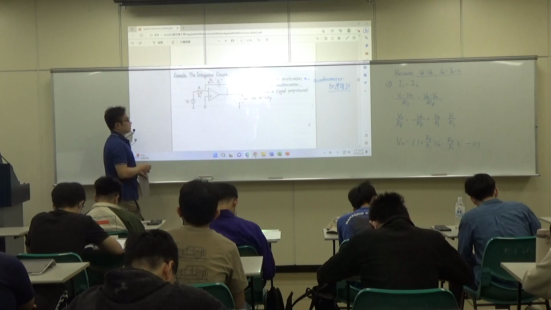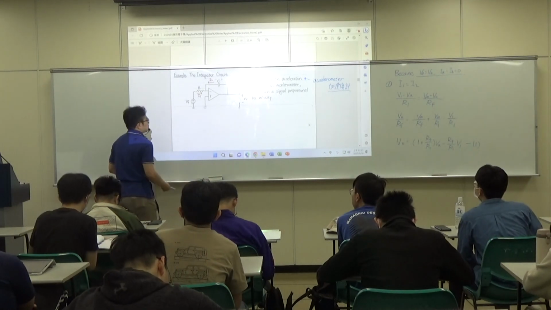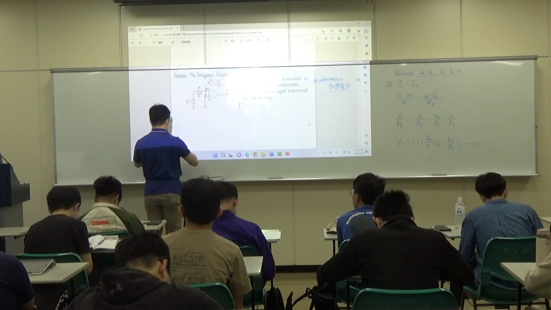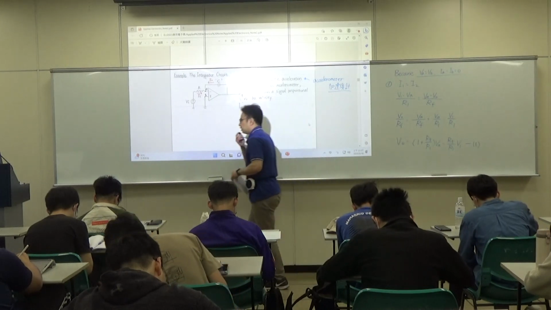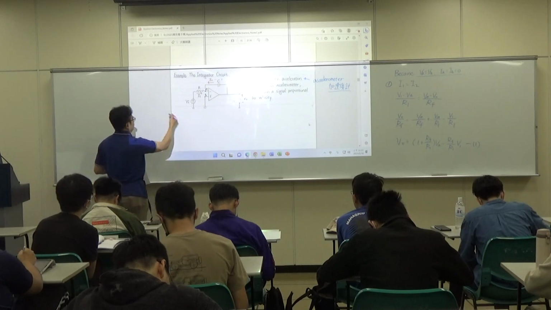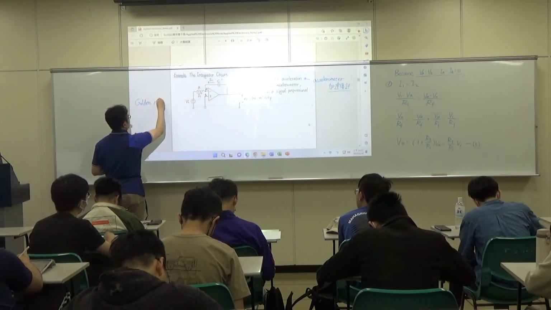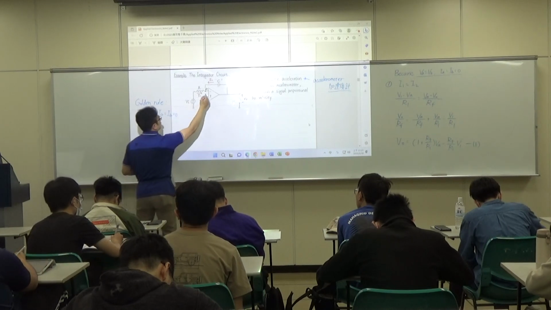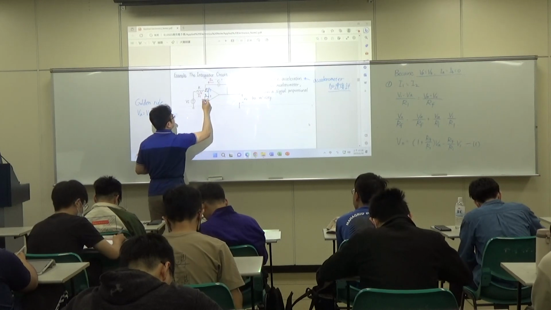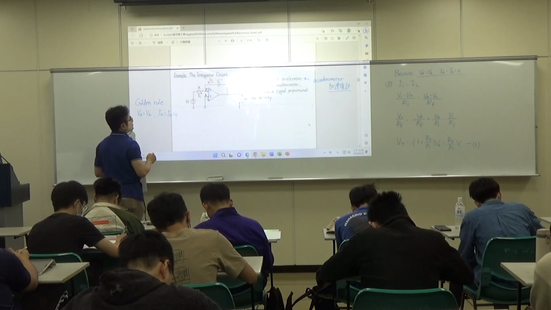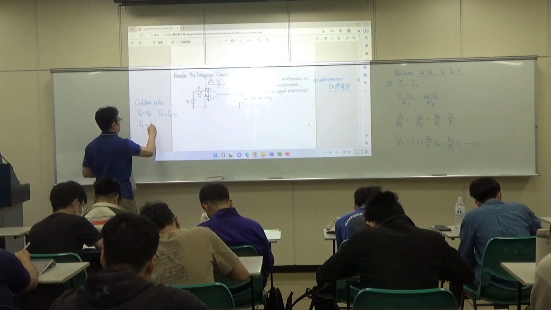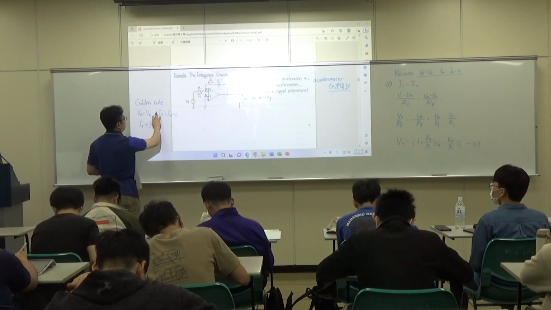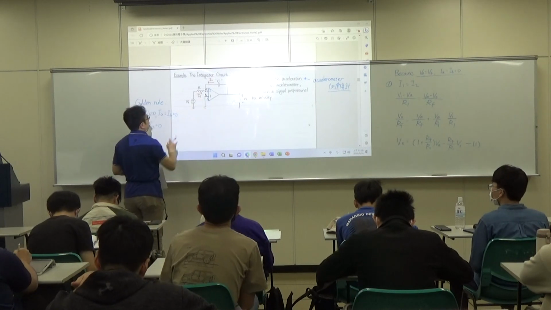What can we do? Again, we apply golden rule. Let me write it again. Suppose this is A, this is B. I want to use blue because blue is easier to erase. Golden rule again tells us VA equals VB, and IA equals IB equals 0. So we have I1 plus I2 equals 0. In this case, VA equals VB equals 0 because B connects to the ground.